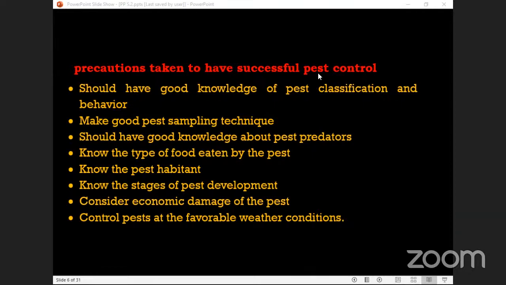And then the other point says, the farmer should have good knowledge about the pest predators. Don't destroy the predators, because they help you to control the pests by eating them. If you have a store or a storage where you store your crops, and you have rats inside there, and you have a cat around, don't kill the cat, because the cat will help you to arrest and capture the rats around the store.